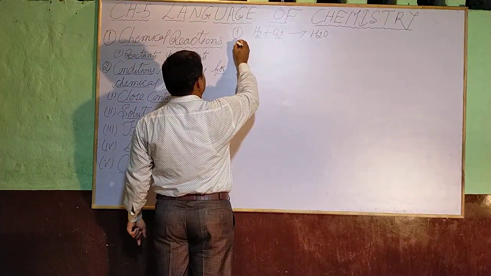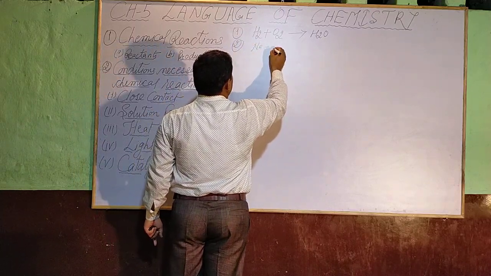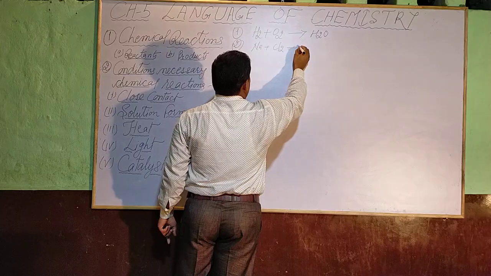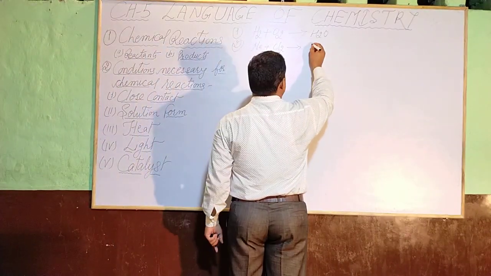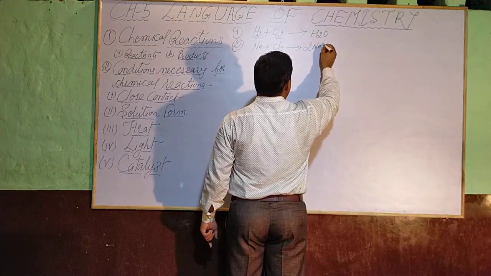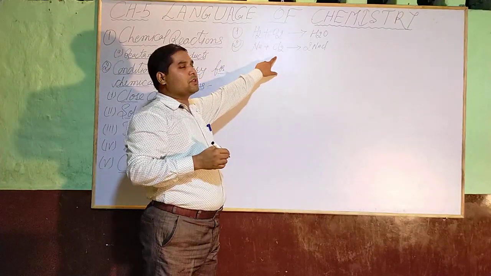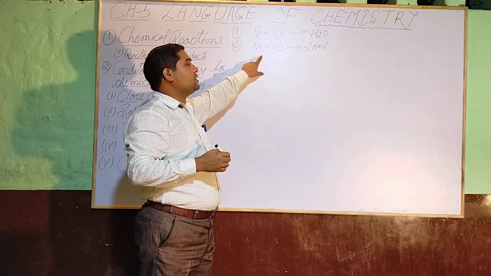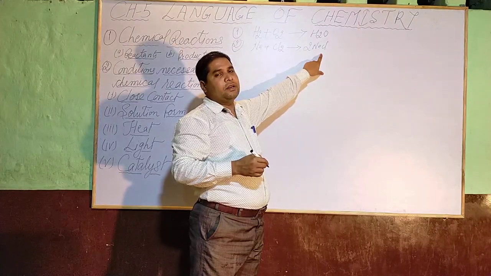Next you see, sodium combines with chlorine and forms one stable compound known as sodium chloride. Sodium combined with chlorine means they react with each other and a new product is formed, sodium chloride.